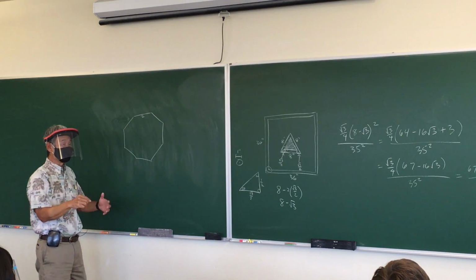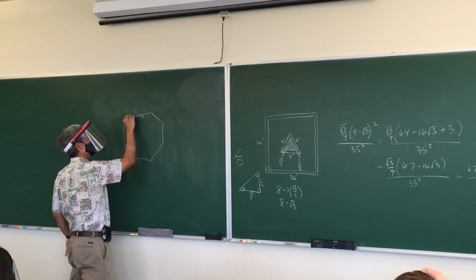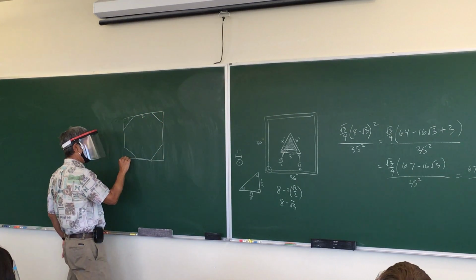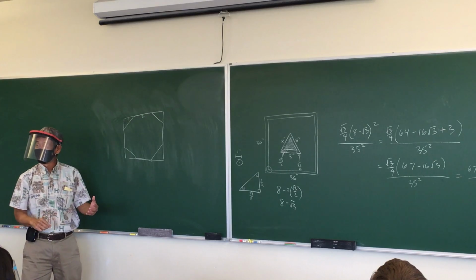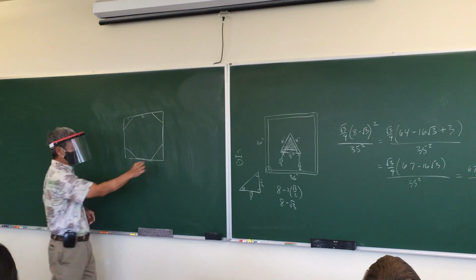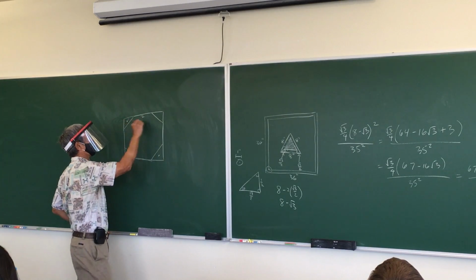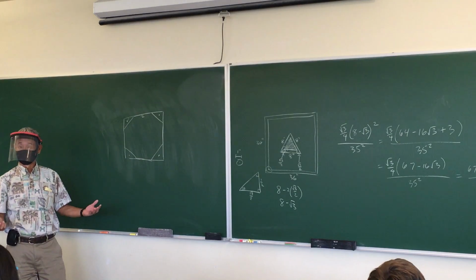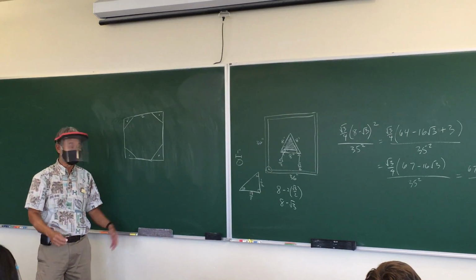Break it up into things that you know. How about this? I guess I'm your geometry teacher. Put a square around it. Find the area of the square and then subtract 4 congruent right triangles. Yeah? This is like SAT. You break it up into pieces.